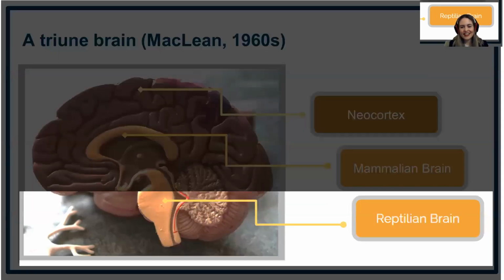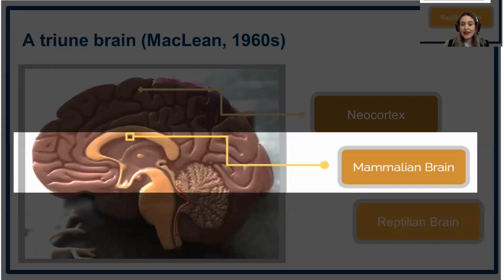Let's start with the reptilian brain then. The reptilian brain is the lowest part of the brain, and it's also called the primitive brain. It's in charge of the most basic functions of the body, like adapting breathing rates or heart rates, body temperature, and these kinds of functions. That's why it's called the primitive brain.